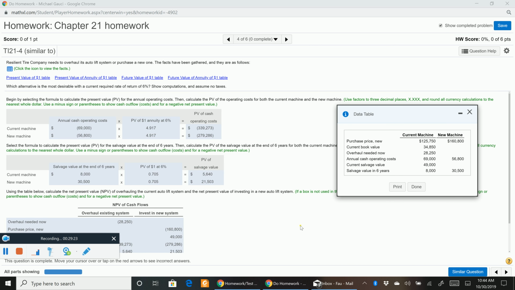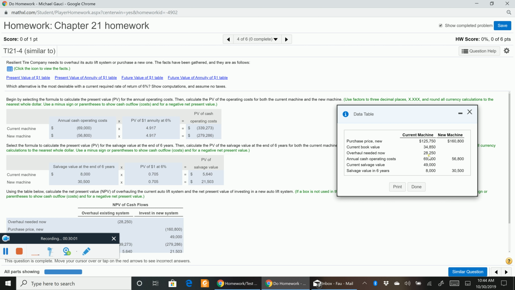In this next problem, we have a company. They need to overhaul its auto lift system or purchase a new one. Here are the facts. So you can see the data table giving us the facts. If we stay with the current machine, the original purchase price a long time ago was $125,750. The current book value, all right, so if I sold it today, I would be able to sell it for $49,000. That's the salvage value. If I sold it today, the book value is $34,850.